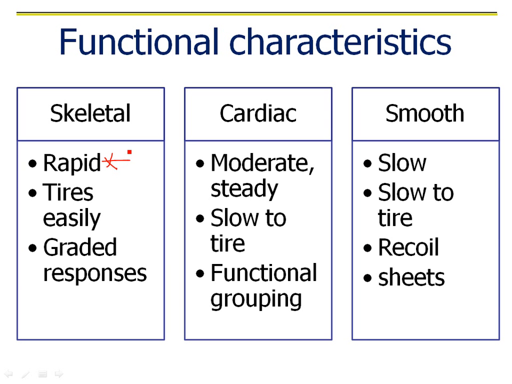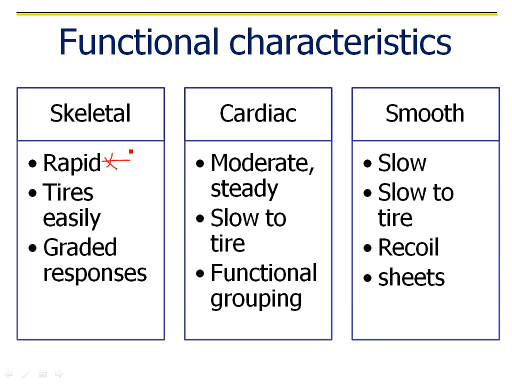Skeletal muscle cells can also do things called graded responses, which we'll talk about later. For now, graded response means they don't behave the same exact way with every stimulus, meaning if you give them a different stimulus, they'll respond differently.